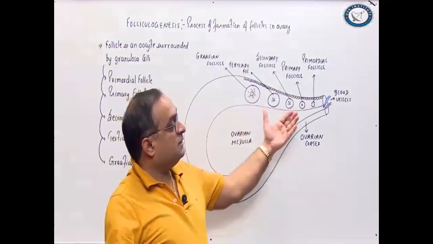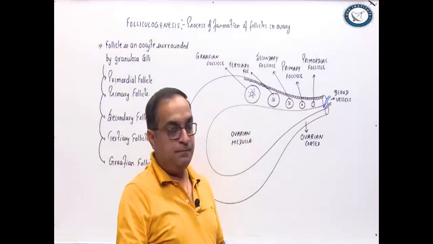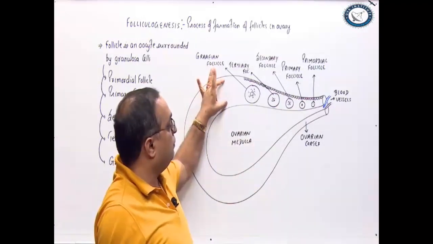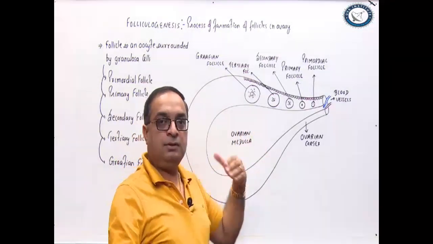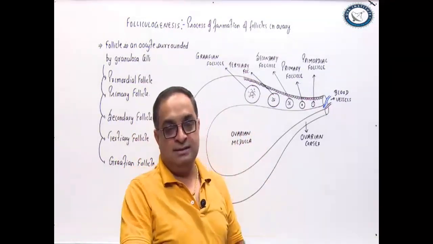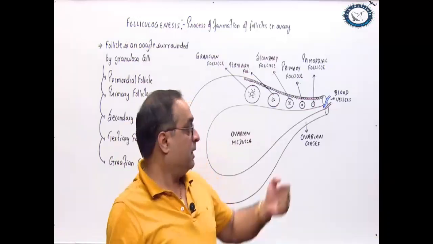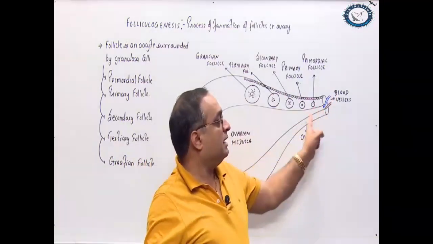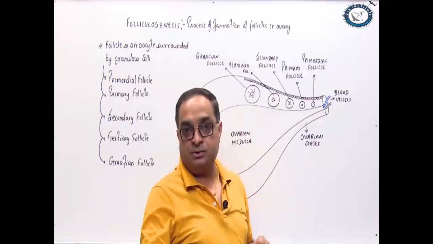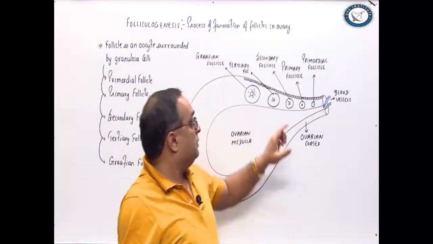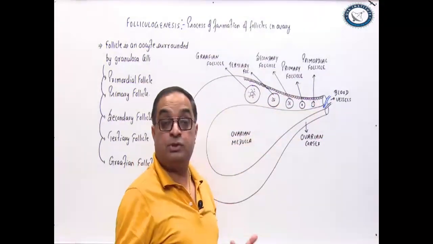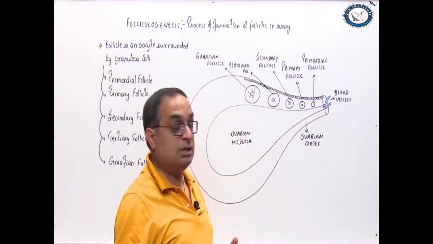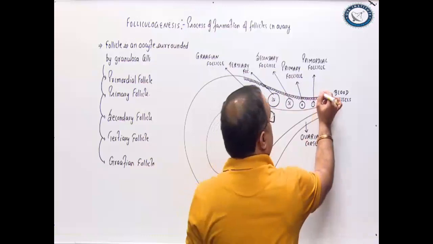In this diagram, you can see a sectional view of the ovary. This region is called ovarian cortex and this is ovarian medulla. The outer region is cortex region, inner region is medulla region. Here you can see that the blood vessels and the lymph vessels, nerves, they enter into the ovary. The cortex is lined by cuboidal epithelium, which is also called surface epithelium or the germinal epithelium.